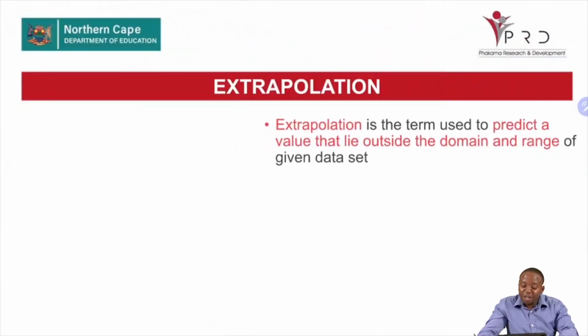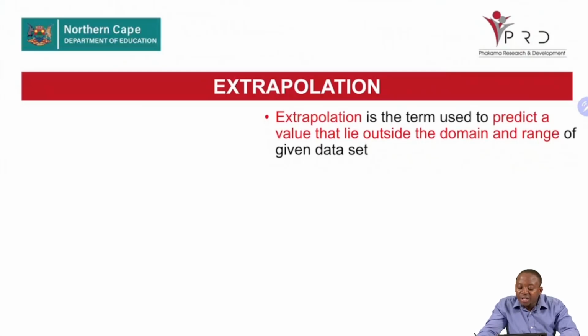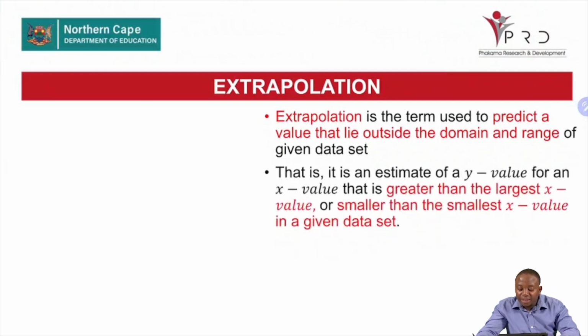We call that extrapolation. Extrapolation is the term that is used to predict the value that lies outside the domain and the range of the given data set. So this is outside the minimum and the maximum. What are we saying? This is the estimate of the Y value for an X value that is greater than the largest X value or smaller than the smallest X value in a given data set.